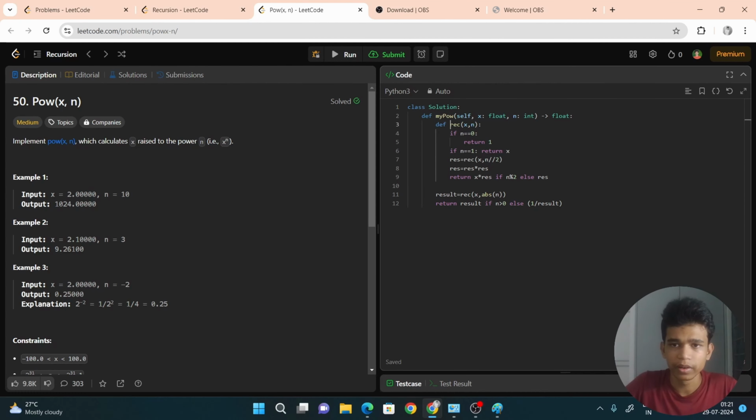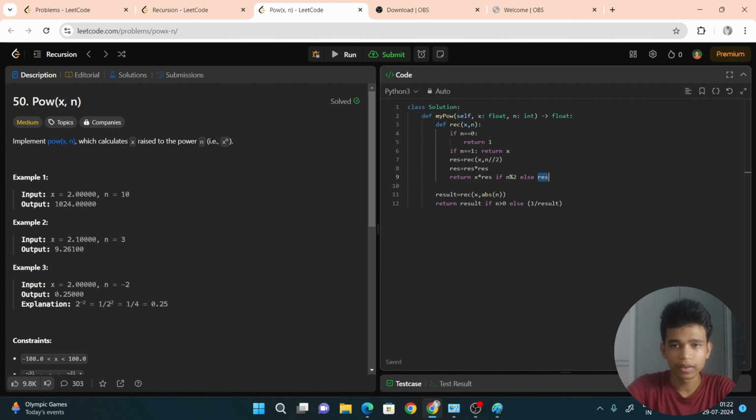See here, this is the code. Def recursion of x comma n, and if n is equal to 0, then I will return 1. If n is equal to 1, I will return x. This is my base case, and result is equal to recursion of x comma n by 2. I told you, right? You want to take that one time. Then result is equal to result into result. So instead of making 2 recursion calls, I will take 1 recursion call and multiply it 2 times. And return x into result when my n is odd. If n is even, I want to return just result.